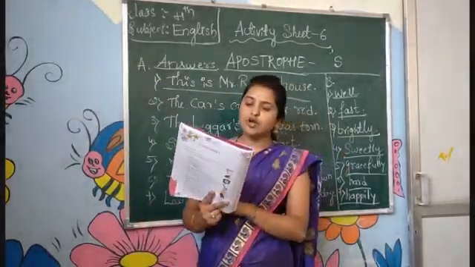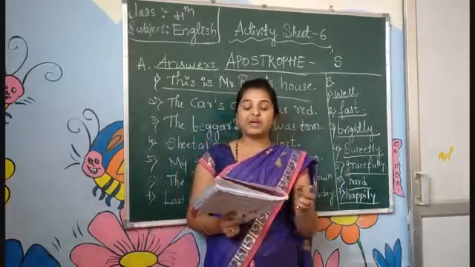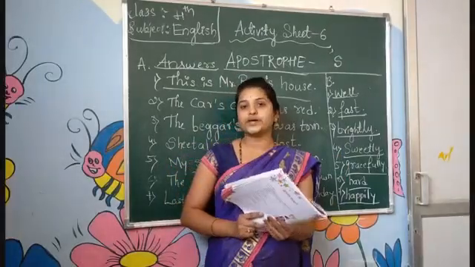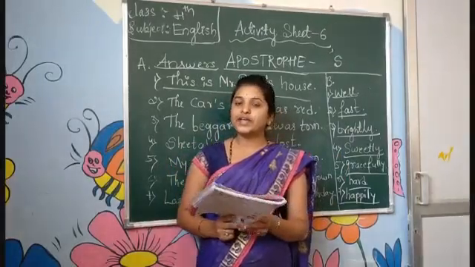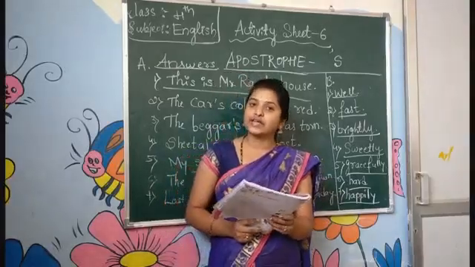They have given astronomer, geologist, artist, merchant, astronaut. If you have a dictionary, please find out these meanings. To whom do we call an astronomer? So get the meanings of these from the dictionary. Then we will tell you the answers of this activity sheet number 8.